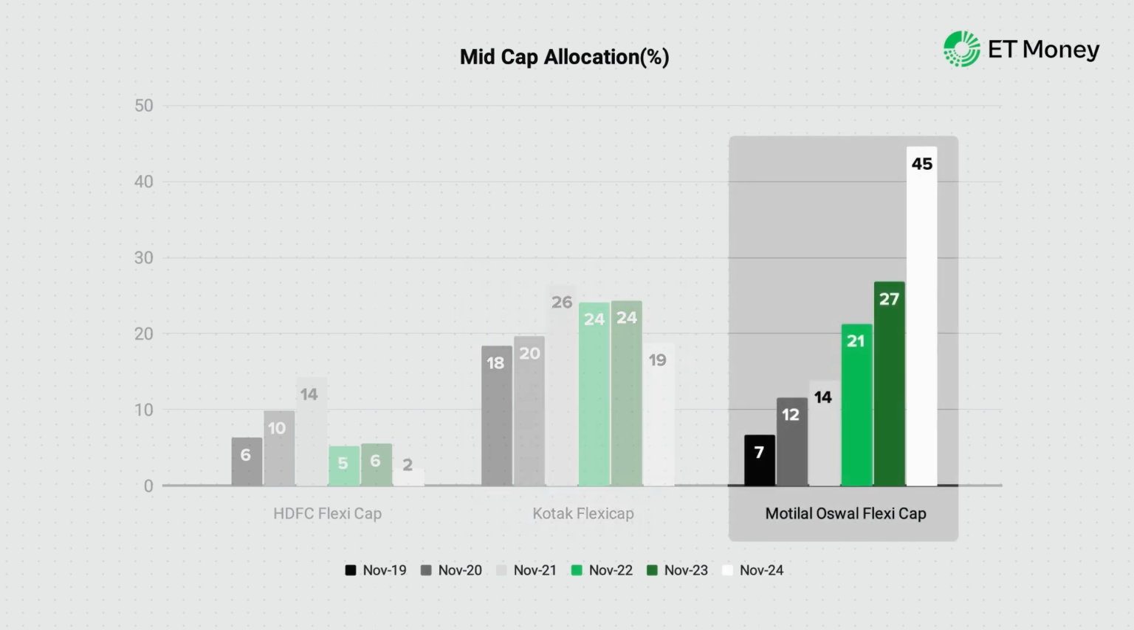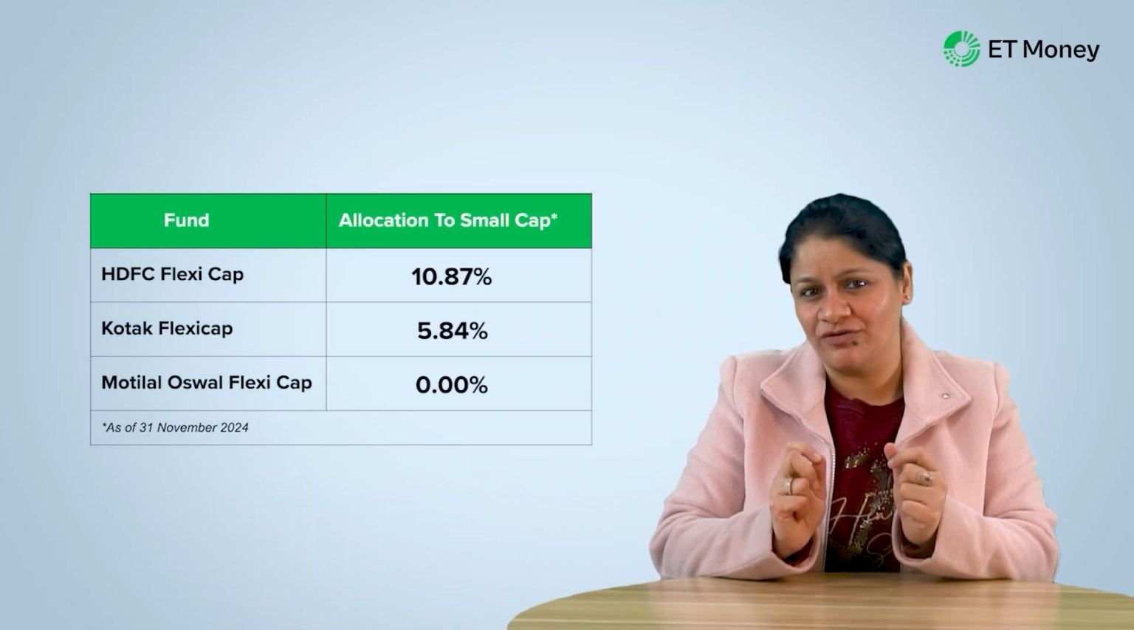But things are different for Motilal Oswal Flexi Cap compared to the other 2 schemes. Its allocation to mid caps has considerably increased from 7% in November 2019 to 45% in November 2024. Next, we also looked at the small cap allocation of these funds.